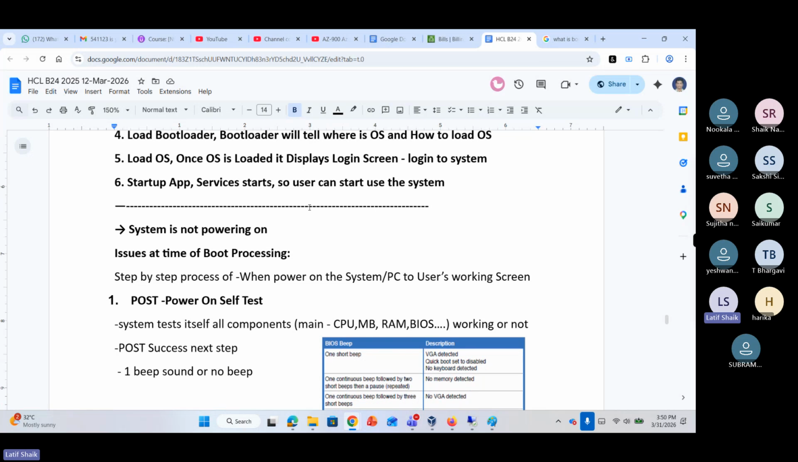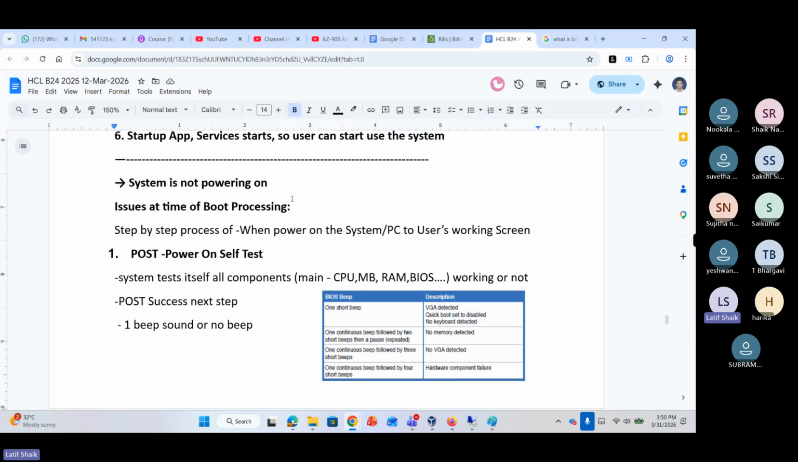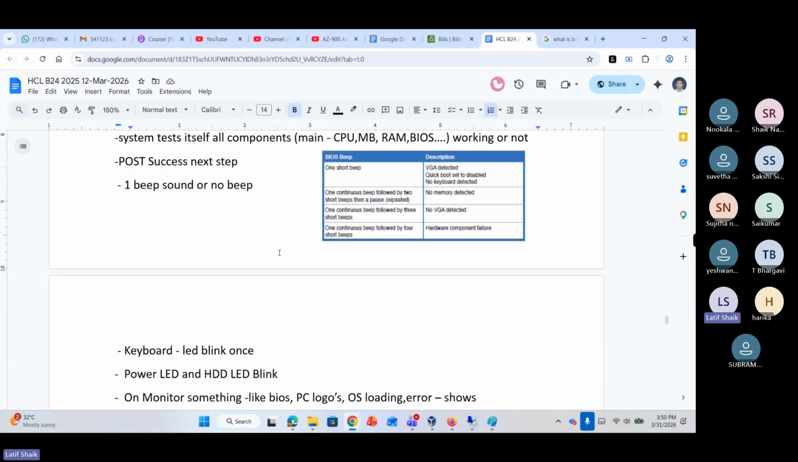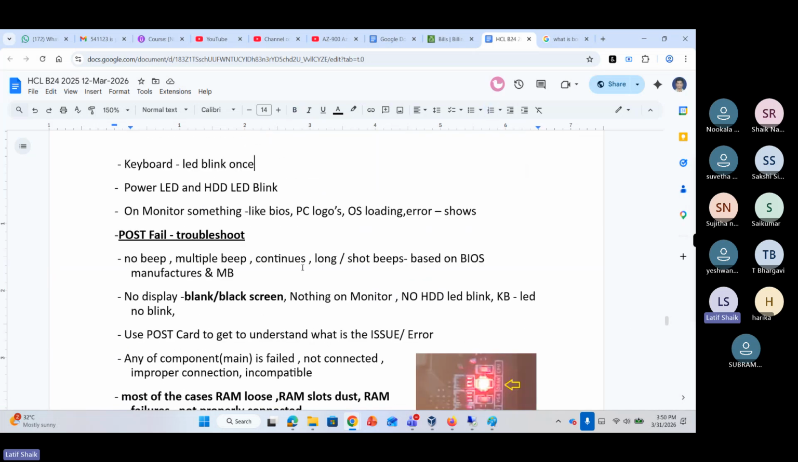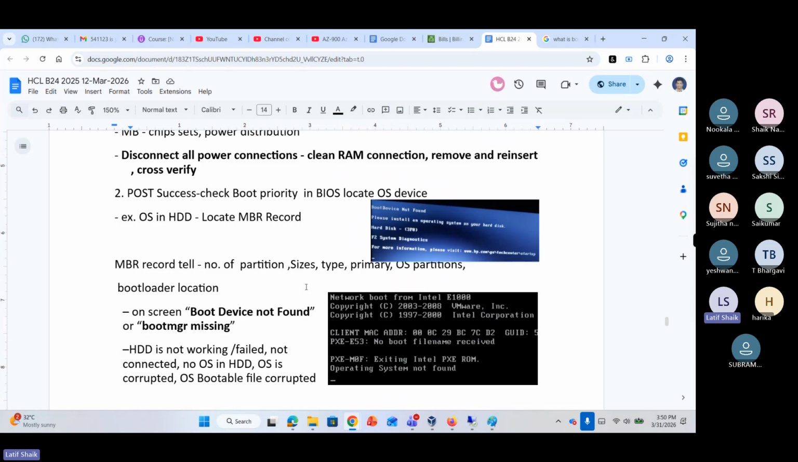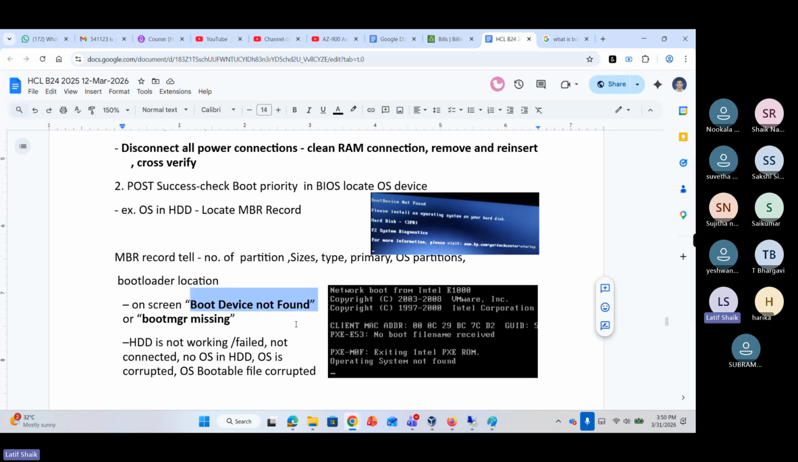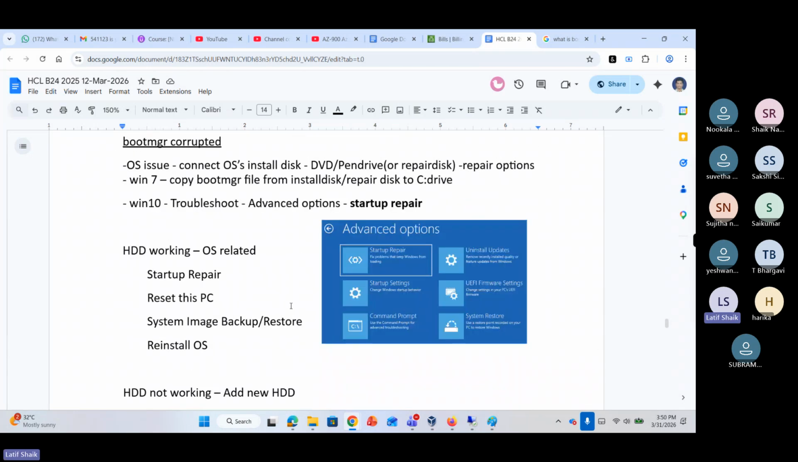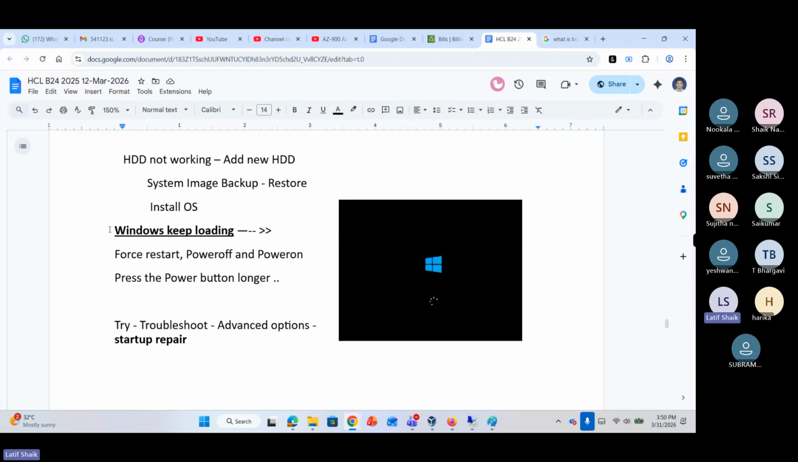But for your batch, today after this we'll take some break. After the break, we'll see what happens if the system is not turning on, or if you get a blank screen error, based on the boot process. If the system shows bootable device not found, what to do? We'll also see Windows keep loading.